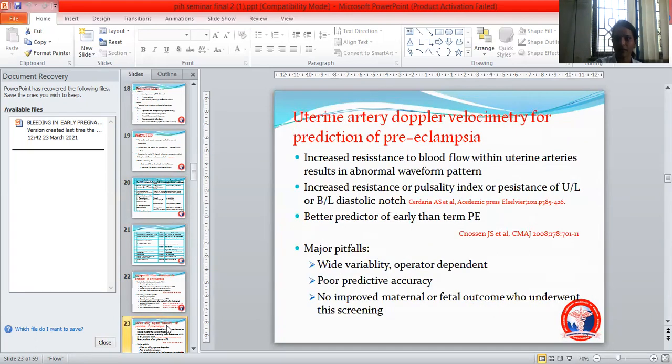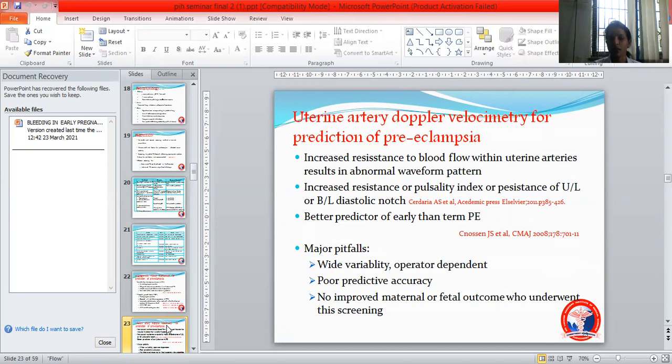There is something else that we can actually do in the late first trimester or early second trimester, that is around 12 to 14 weeks. If we do a uterine artery Doppler, it can predict the onset of preeclampsia to some extent. What we notice is increased resistance to blood flow within the uterine arteries, and so it gives an abnormal waveform pattern. You can also see an increased resistance or pulsatility index, or a persistence of the diastolic notch, which usually disappears in the mid-trimester, and that is a better predictor of early onset hypertension in pregnant women.